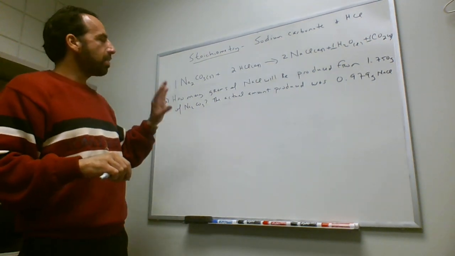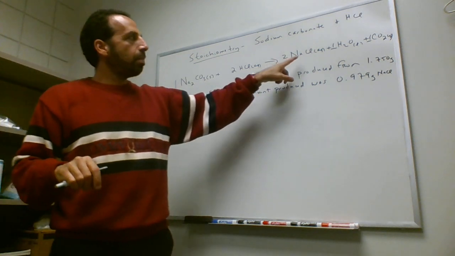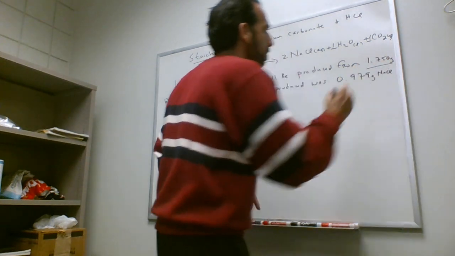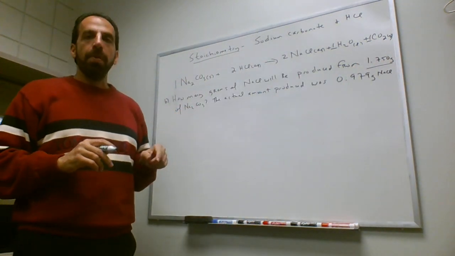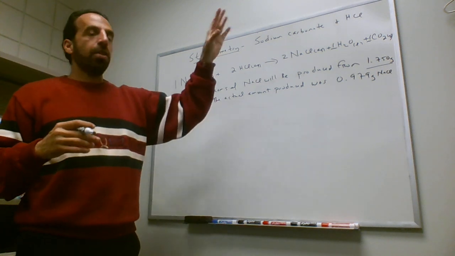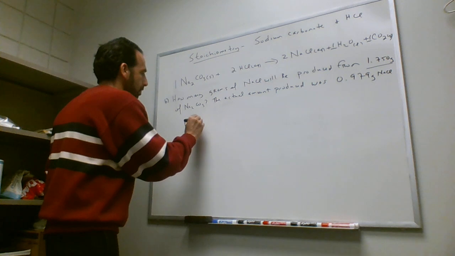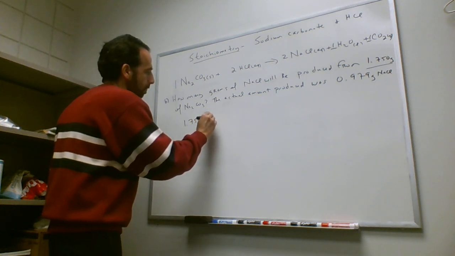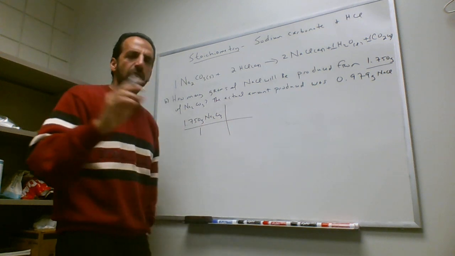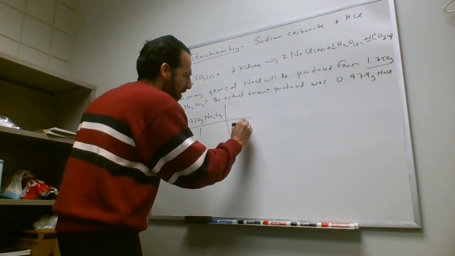So let's continue with the second part. In this case, it's how many grams of NaCl, that's our product, sodium chloride, will be produced from 1.75 grams of sodium carbonate. So whenever they give it to you in grams, convert it to moles, because everything works in terms of mole to mole ratio. So you look up the molar mass, it's 105.99.